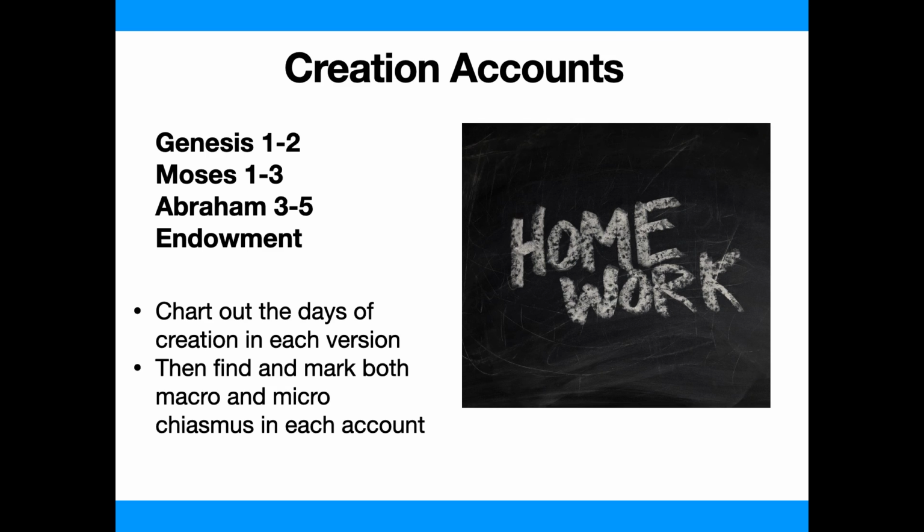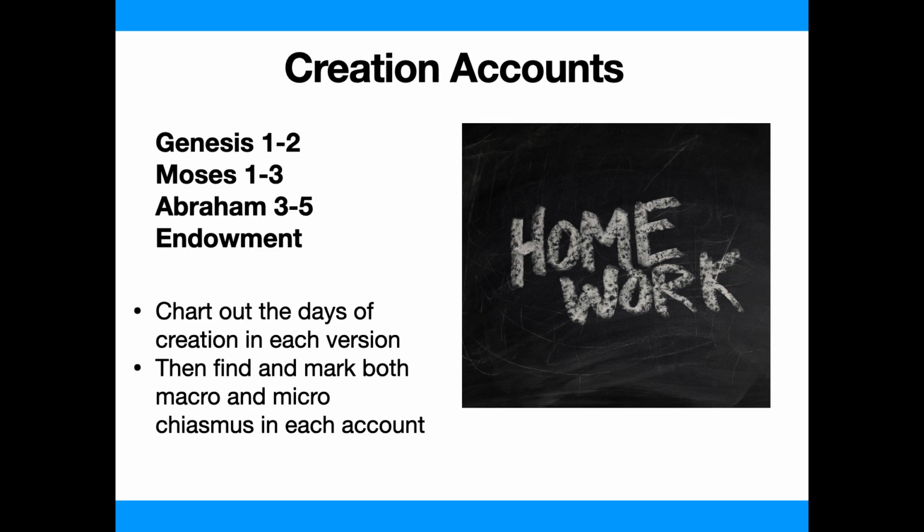All right, so from now on, we are going to have homework. The homework's not required, obviously, but the more that you do, the more that you're going to get out of the next class. So next time, we are going to be diving into the Pearl of Great Price and comparing and contrasting the creation accounts chiastically, not just Genesis. So Genesis 1 and 2, Moses 1 and 3, Abraham 3 and 5, and then the endowment.